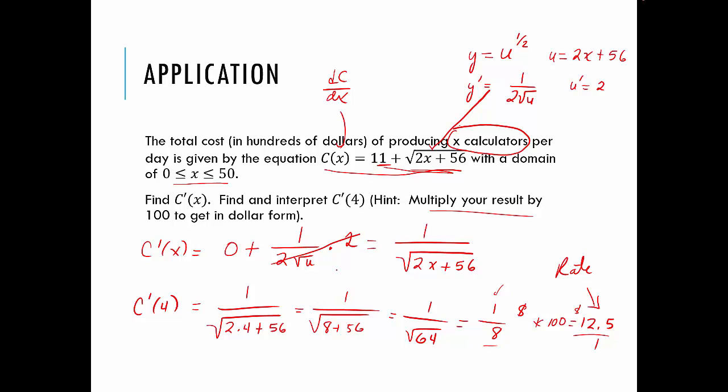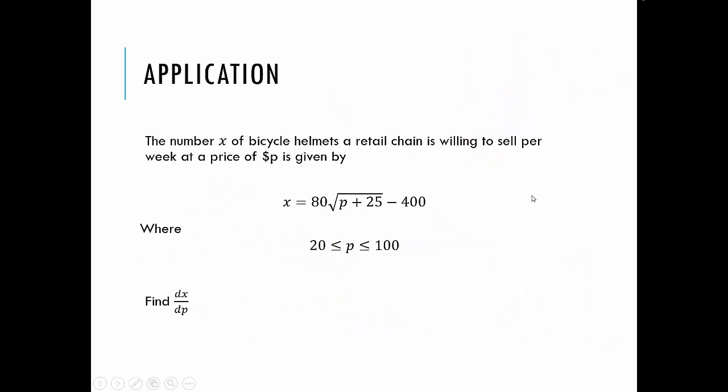Let's look at another application. The number x of bicycle helmets a retail chain is willing to sell per week at a price of p dollars is given by this equation, where our price is between 20 and 100. I want to find this derivative, so the change in the number of bicycle helmets with respect to the price.